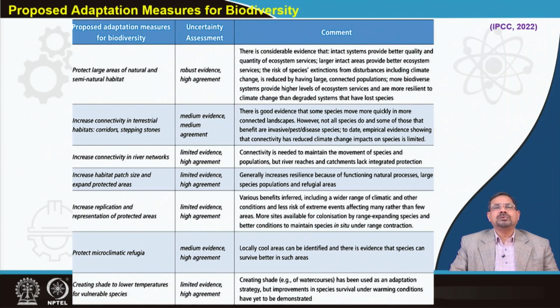Now, let us go to the specific case, in terms of the proposed adaptation measures for biodiversity. So, we have picked this table directly from the report and let us try to analyze one by one. The first one is proposed adaptation measures for biodiversity. The first point is protect the large areas of natural and semi-natural habitat.